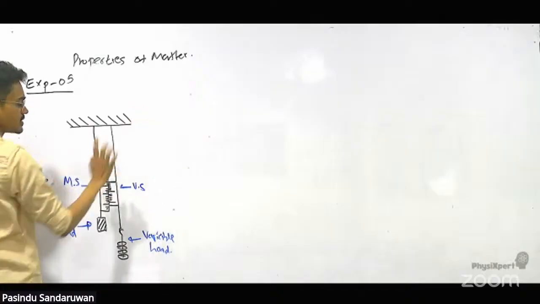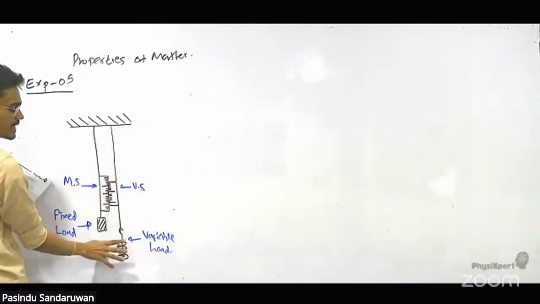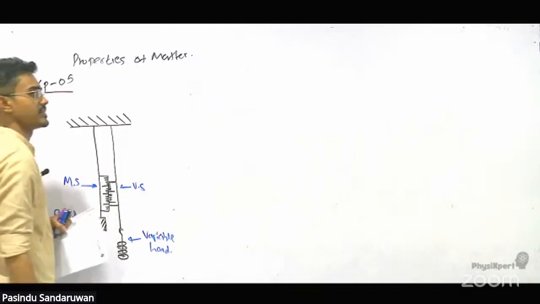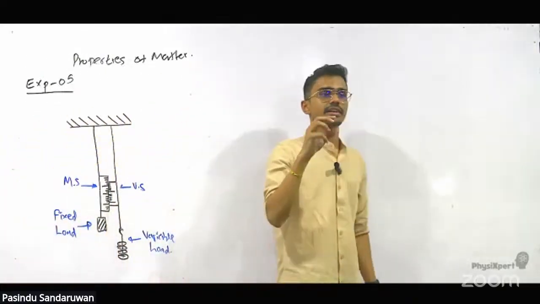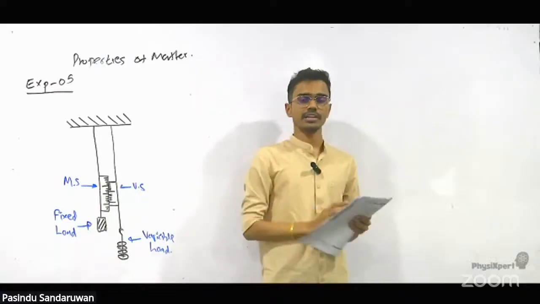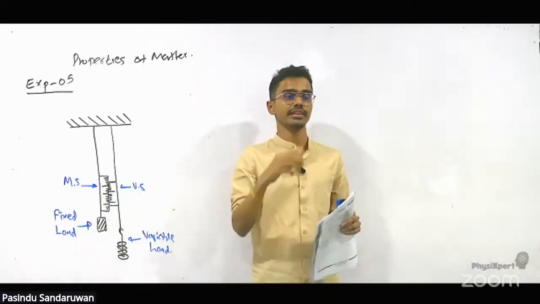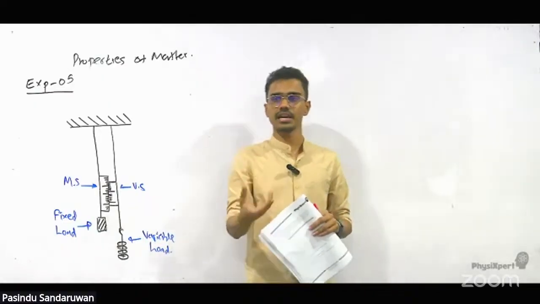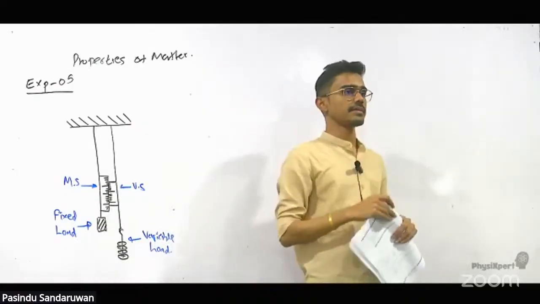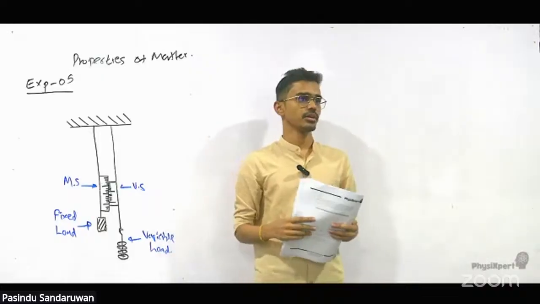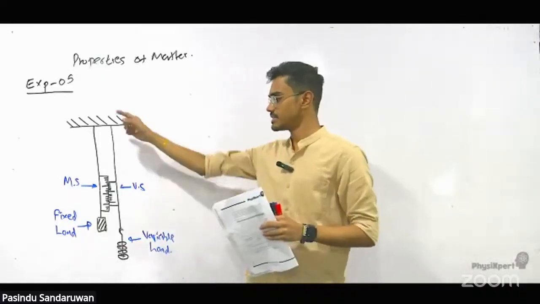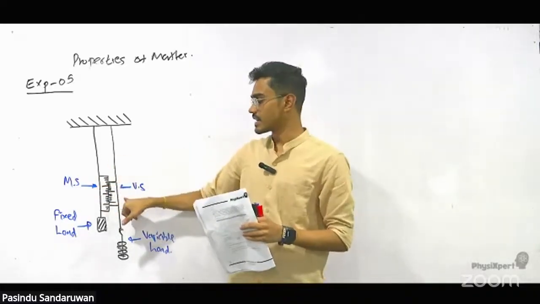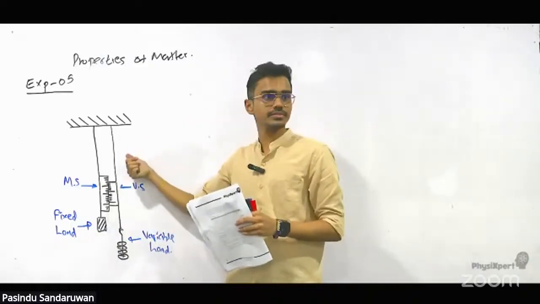Before adding any weights here, first you have to take the initial reading, when this is empty. Then we add weights, 500 grams at once, because they are steel wires and need a higher load to extend. Not 50 grams or 100 grams; minimum 500 grams at once, half a kilogram, 0.5 kilograms. Then you take the reading again from the main scale and vernier scale, and that second reading minus the initial reading is the extension of this wire.